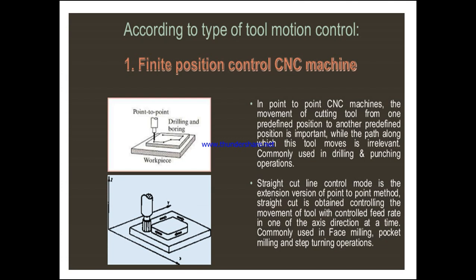In a straight cut line control mode, which is an extensive version of the point to point method, a straight cut is obtained by controlling the movement of the tool with a controlled feed rate in one of the axis directions at a time. It is commonly used in face milling, pocket milling and step turning operations.